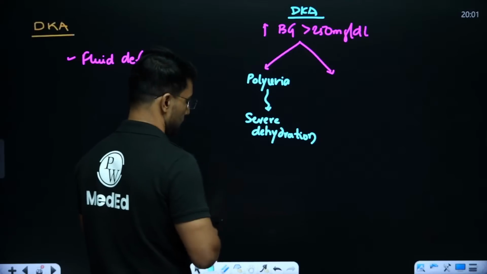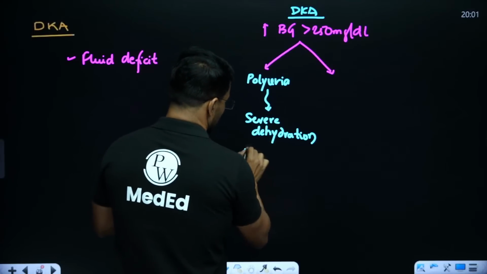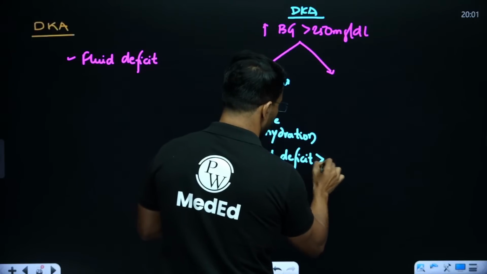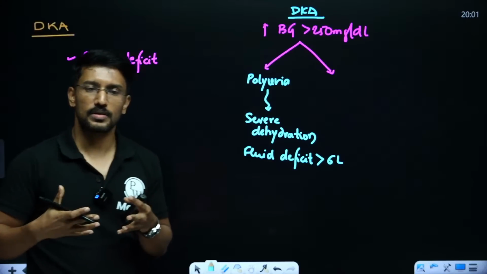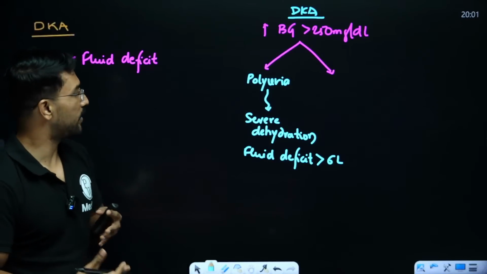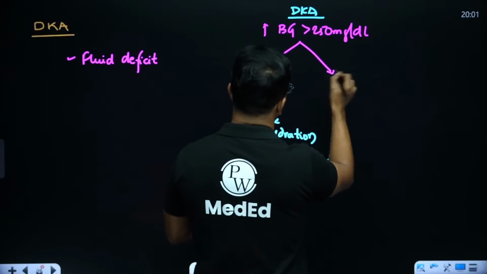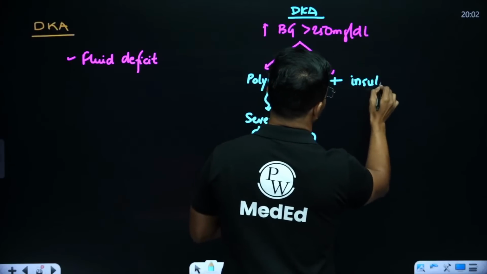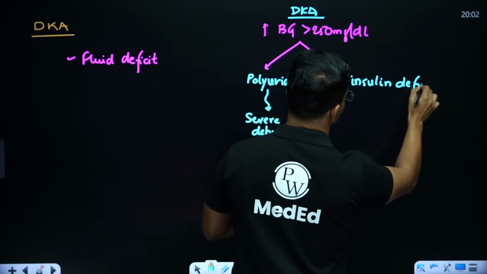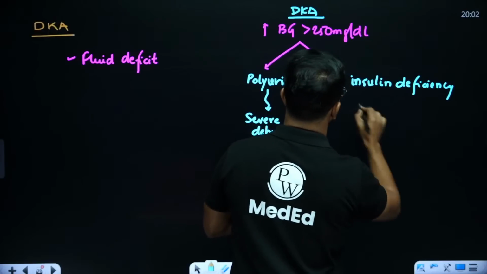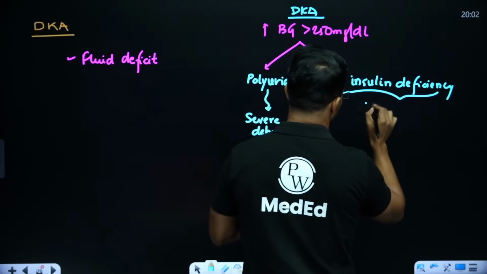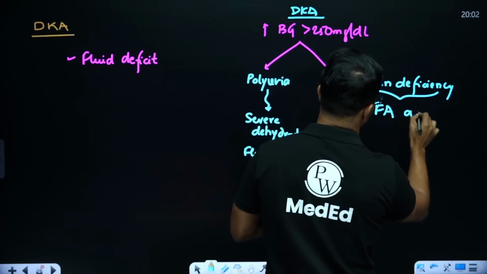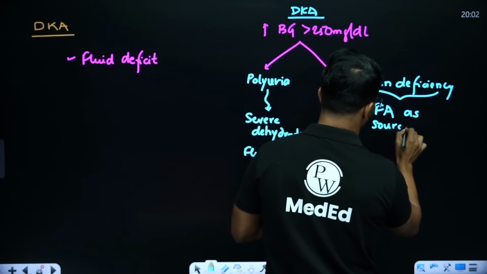The expected fluid deficit in these patients is going to be more than 6 liters. So by the time they present to us, they already have more than 6 liters of fluid deficit. And then this high blood glucose level plus insulin deficiency results in free fatty acids as the source of cellular energy.